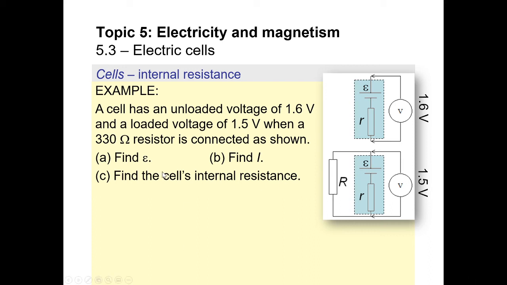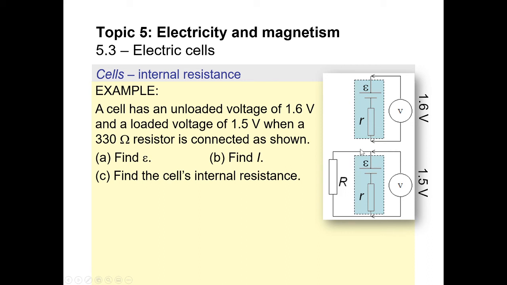Okay, now to find epsilon, remember epsilon is the battery's voltage when there is no current running through the circuit. And there would be no current running through the circuit as long as it's not connected to something else. Right, so what is the voltage when nothing's connected to it? It's 1.6 volts. So the answer is right here. It's the unloaded voltage.